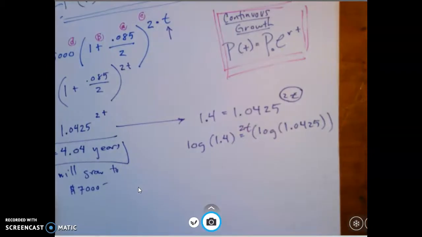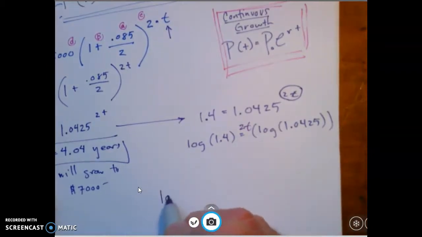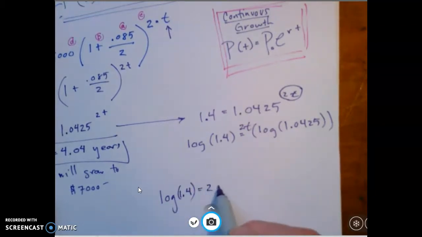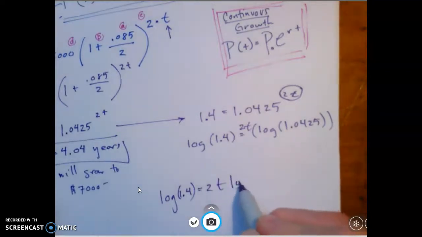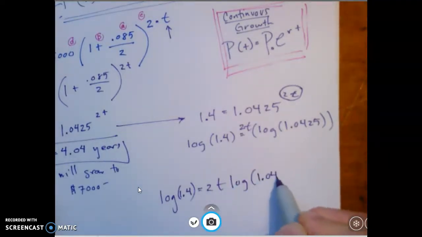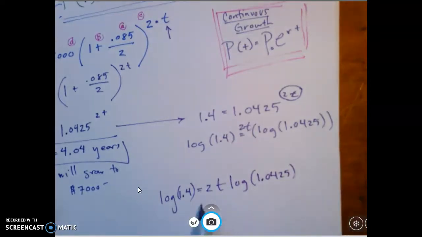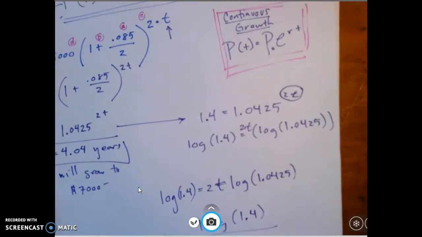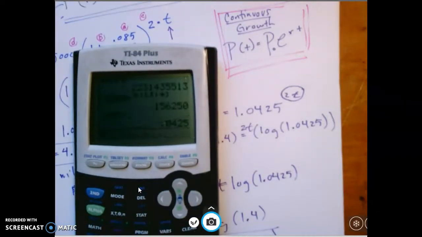So I have log of 1.4 equal to 2t times another number, log of 1.0425. And now I need to solve for t. Well, I solve for t by dividing both sides by 2 log of such and such. So t equals log of 1.4 divided by 2 log of 1.0425.